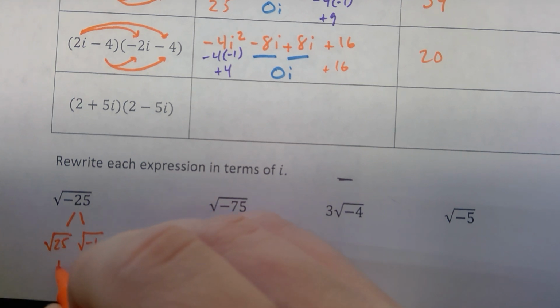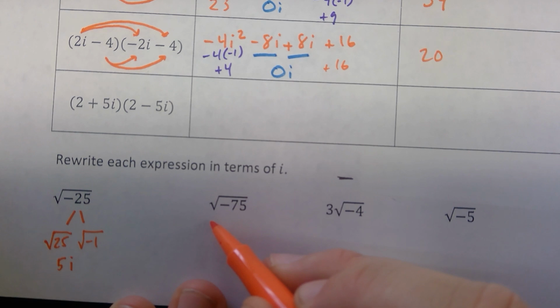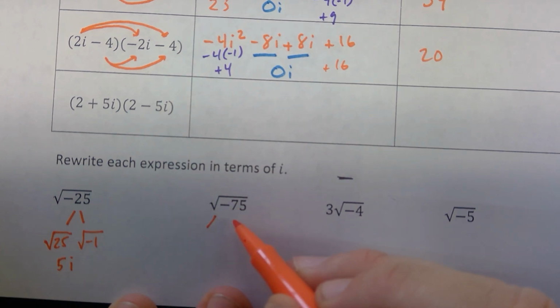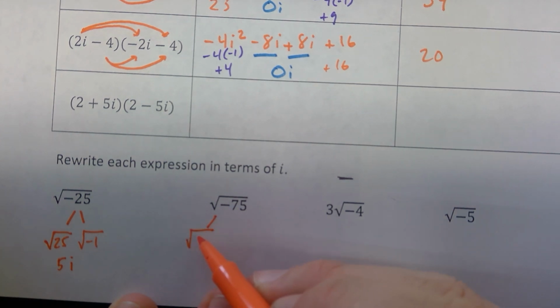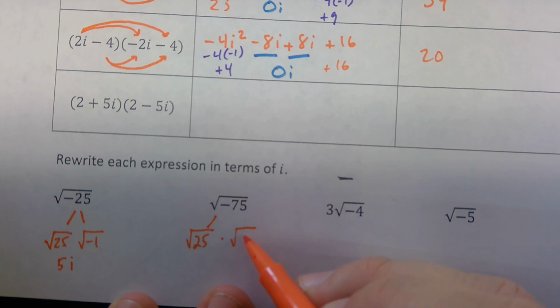Square root of 25 is 5. Square root of -1 we know is i. Okay, so that's what I can do, is I can just take out what I know, split it up, and simplify each square root. All right, now I'm going to do this one here, and I'm going to do square root of 25 times square root of -1 and square root of 3.